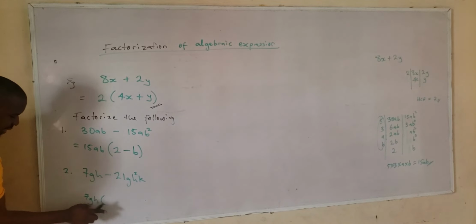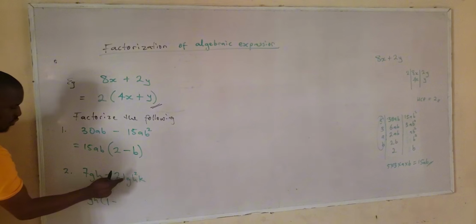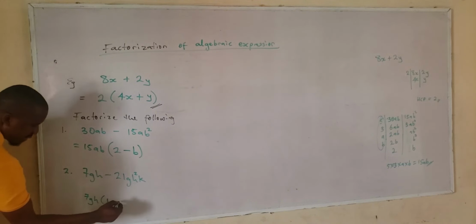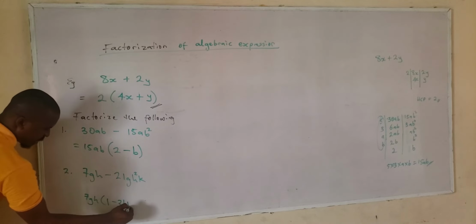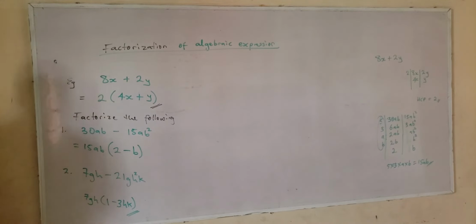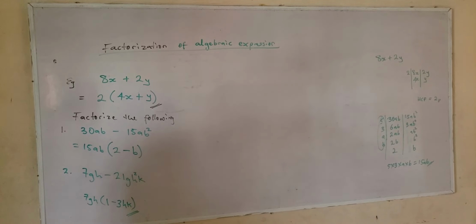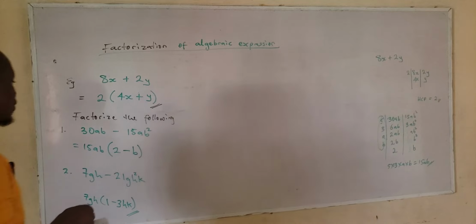7GH divided by 7GH, you have 1 left, minus 21 divided by 7, that will give you 3. G divided by G will go. H square divided by H, we have H remaining. Then, of course, K is still there. So you can see it's very simple. Okay, we are going to solve a whole lot of examples. I have some examples here that I've listed out for us to solve, so we are going to solve them gradually.